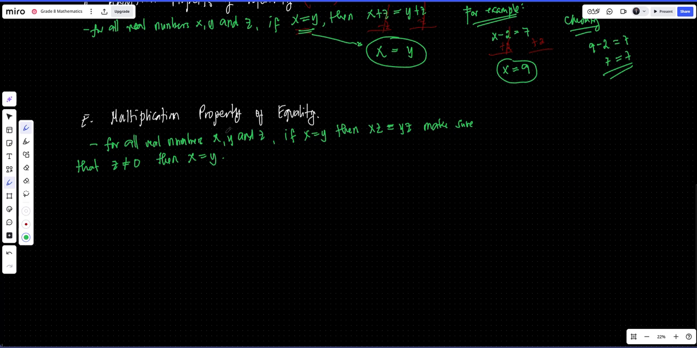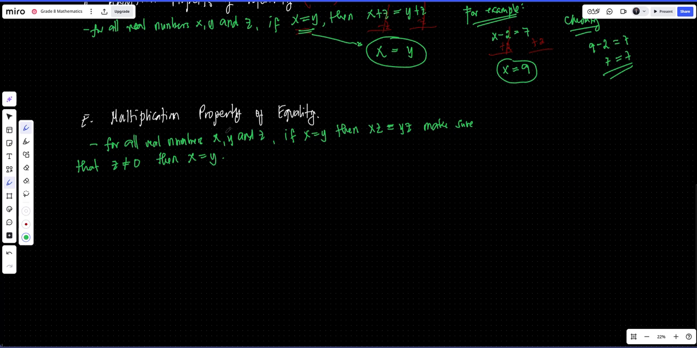Sa multiplication property of equality, if meron po tayong x, z, or if i-multiply po natin si x at saka si z, equal daw yung result niya kay y at saka z. But make sure that yung value ng z natin is not equal to 0. Okay? Yun yung ibig sabihin.